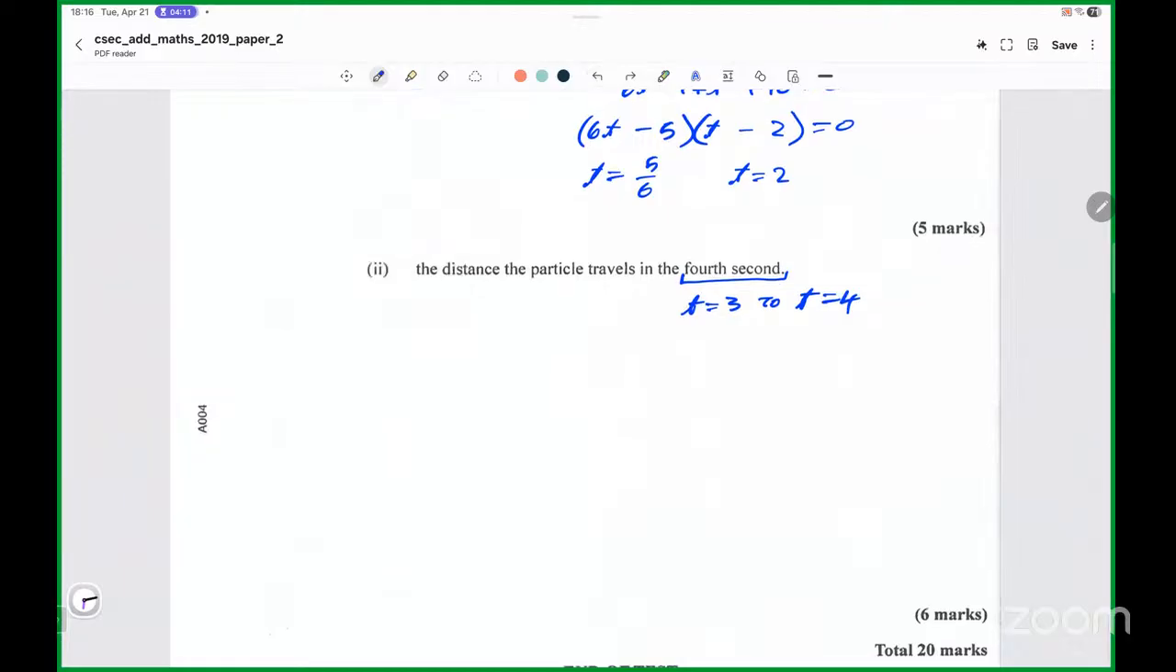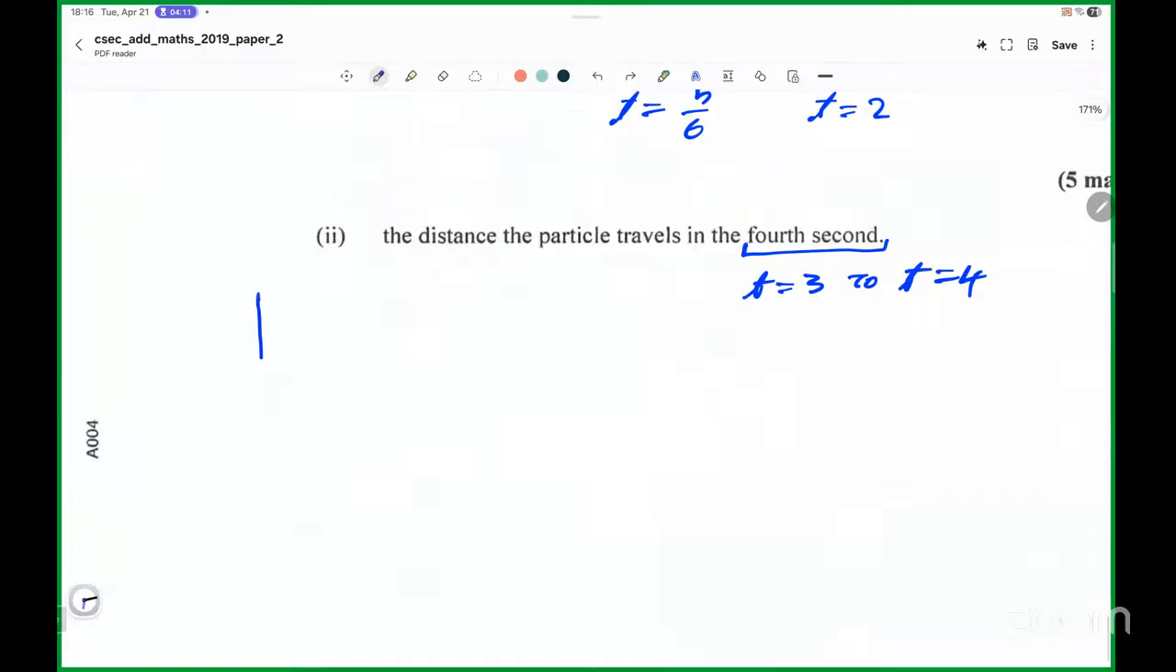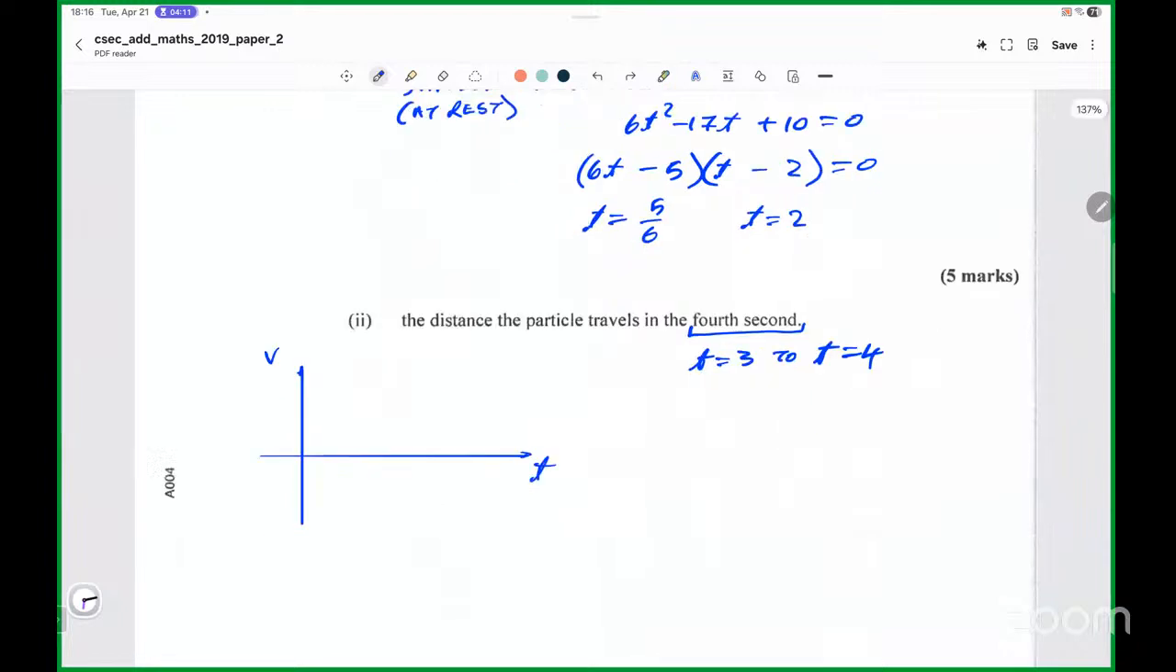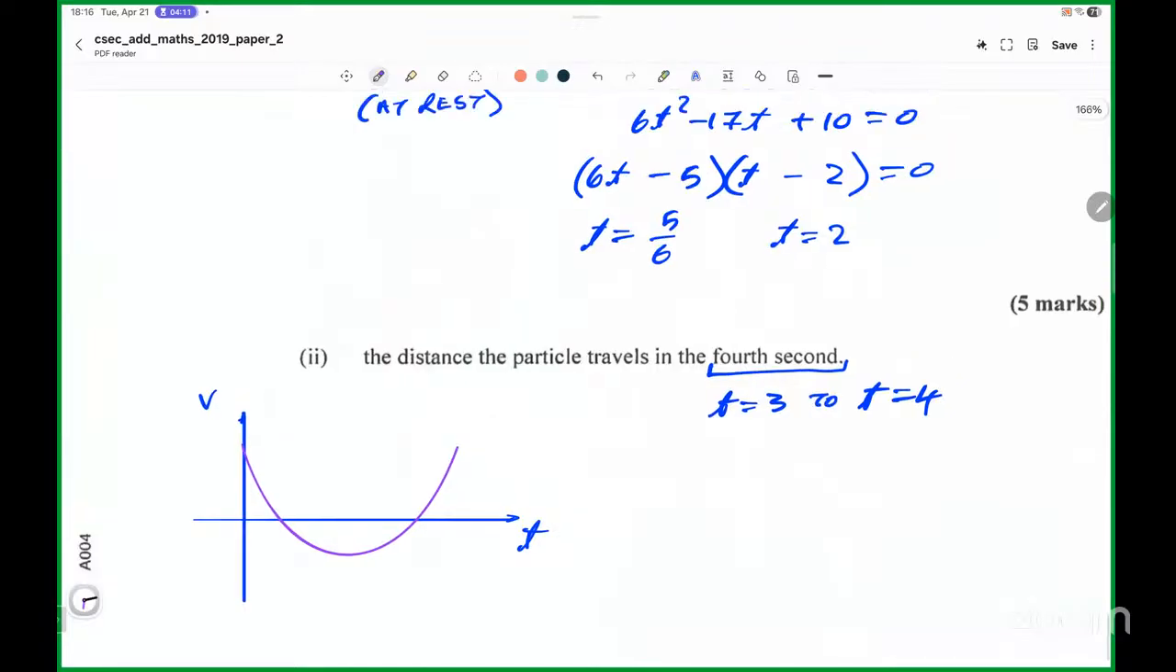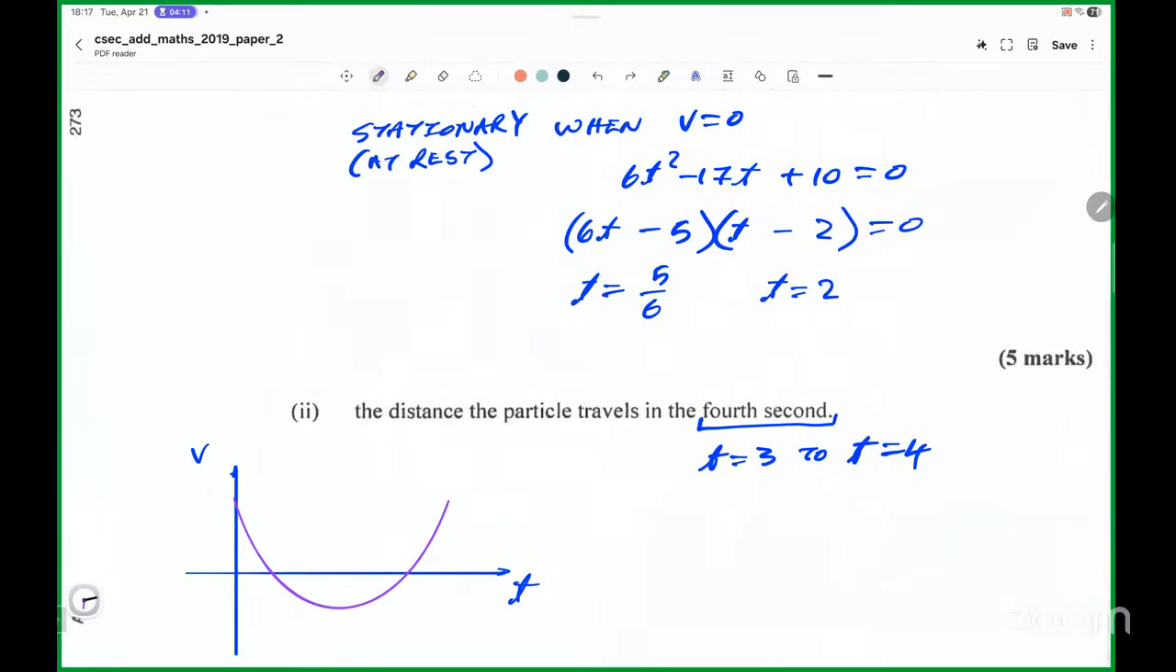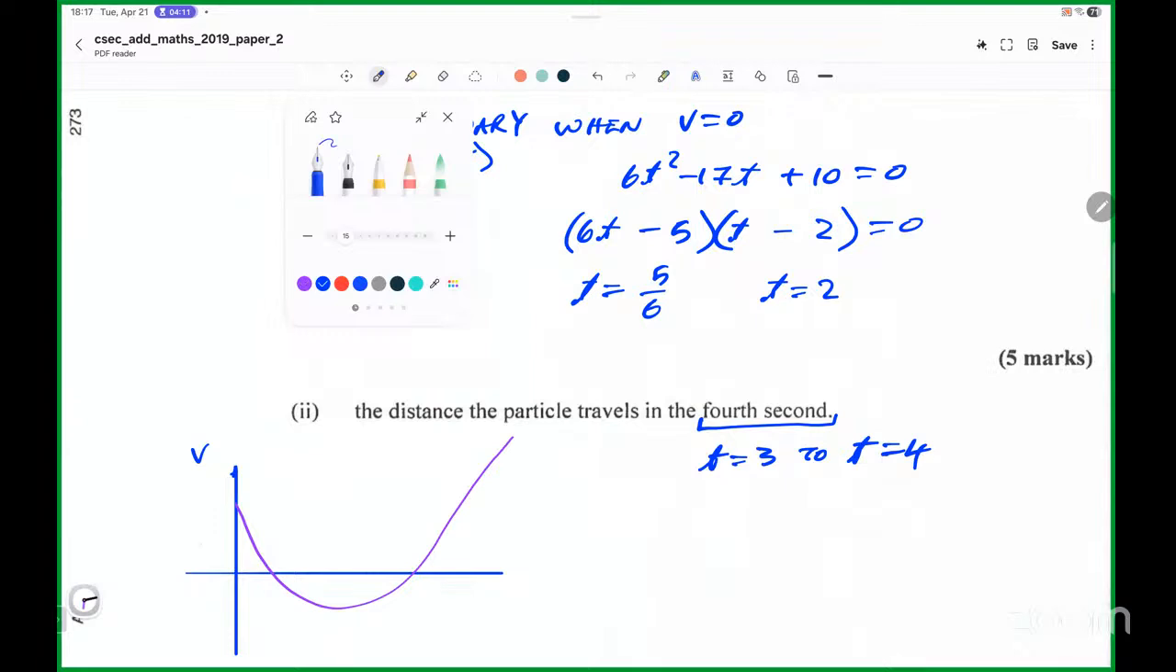So I'm going to draw the velocity time graph like this. Velocity, time. And if I'm sketching this velocity time graph, it's going to be a smile. I draw it in purple. That goes like this. That's how it's shaped, right? Now, these two times is when it is at rest. Let me make this a little bit longer, so go like this. I'm extending that because I want to show the point about when, in the 4th second.